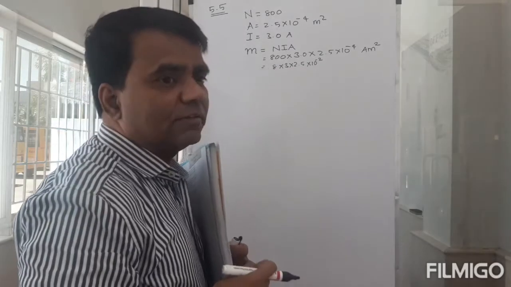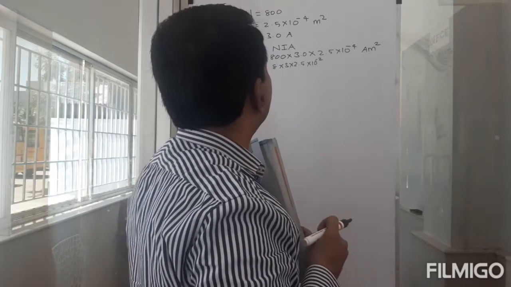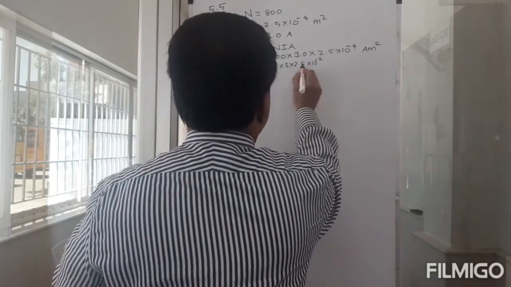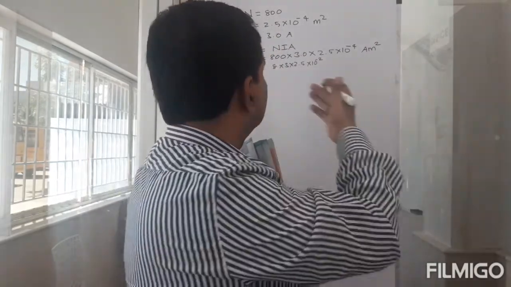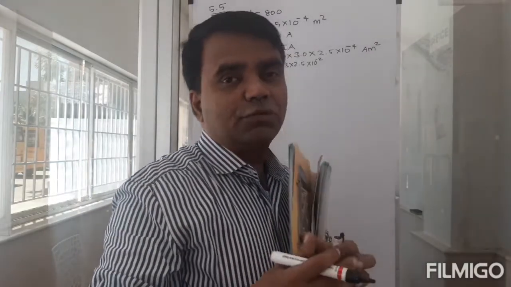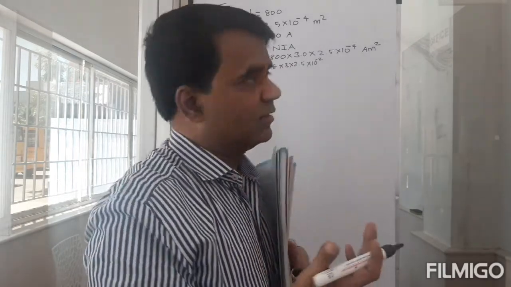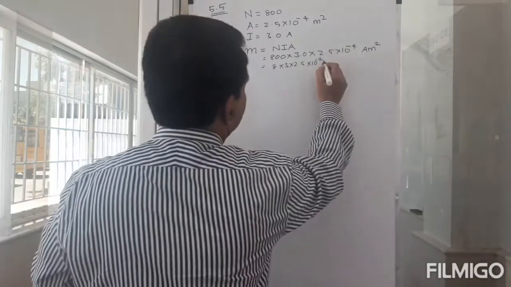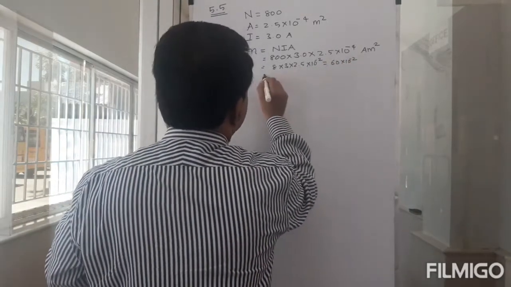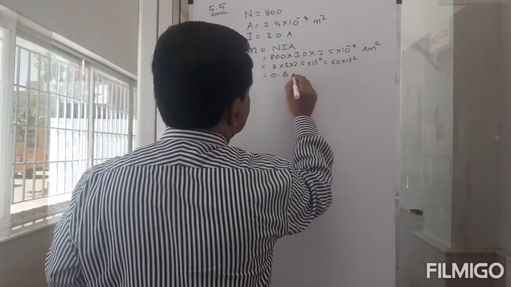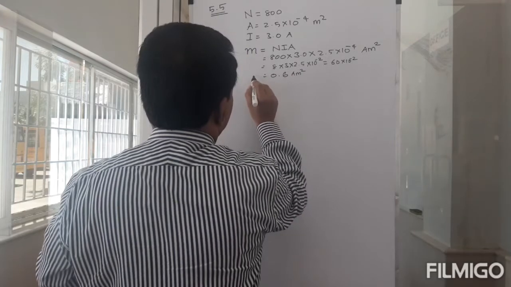So if we do that, 3 into 2.5 is 7.5, and two 7.5s will be 15, so 4 would be 30 and 8 would be 60. So 60 into 10 power minus 2 is equal to 0.6 ampere meter square. That's the magnetic moment.